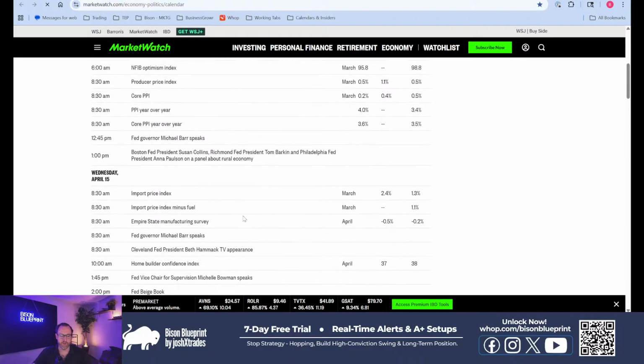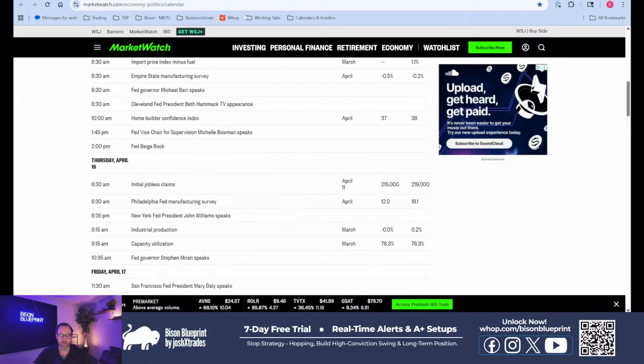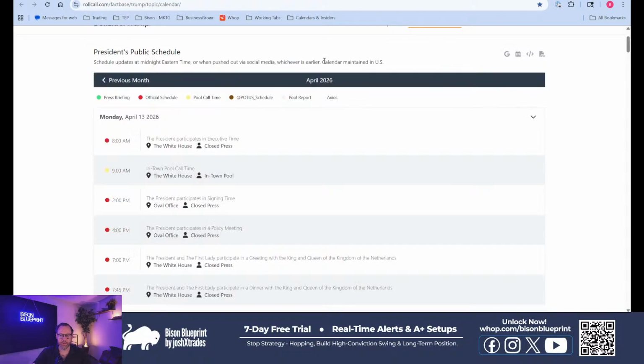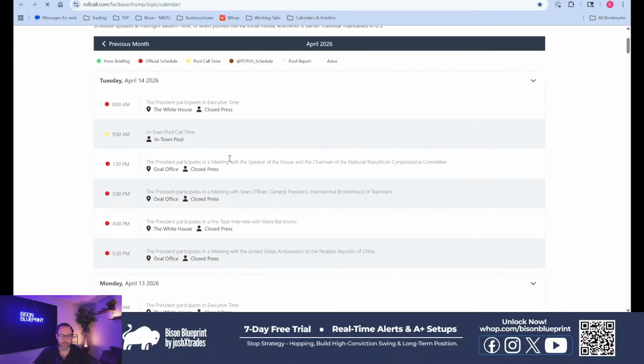But we got some Fed governors speaking. Nothing major tomorrow except for some Fed governors. And then let's look at the president's schedule for the day, to see if there's any opportunities for him to move the markets. So at 1:30, a meeting with the Speaker of the House in the Oval Office. I'm not sure if the press is there, and then there's going to be an interview at 4 p.m.